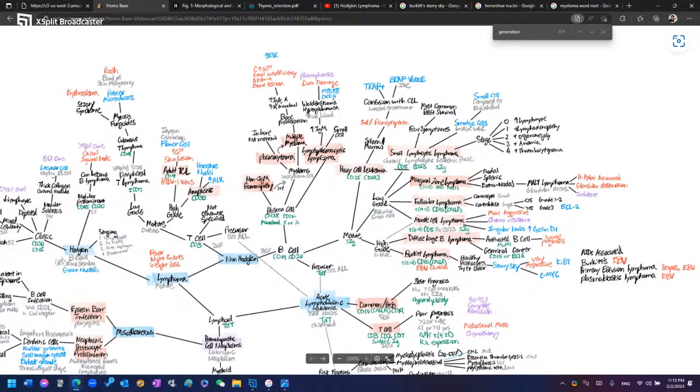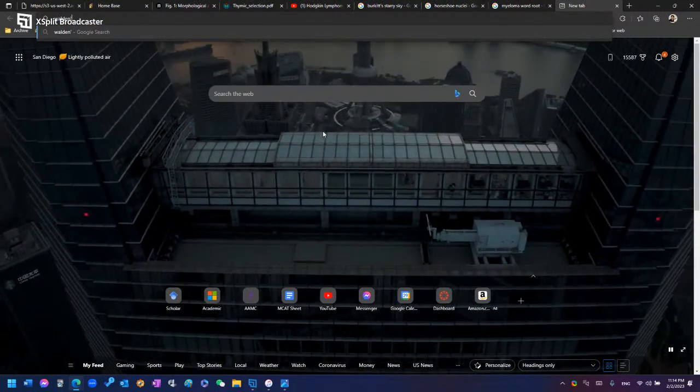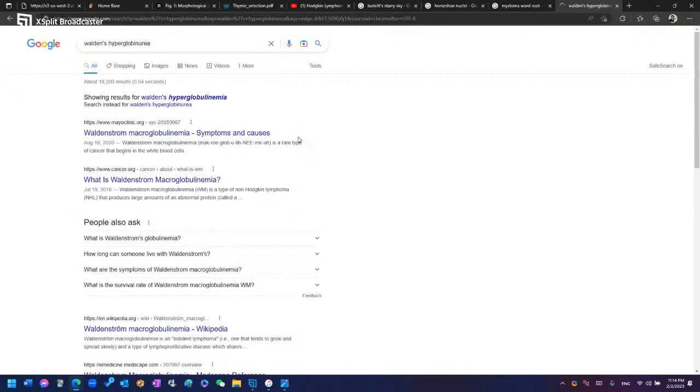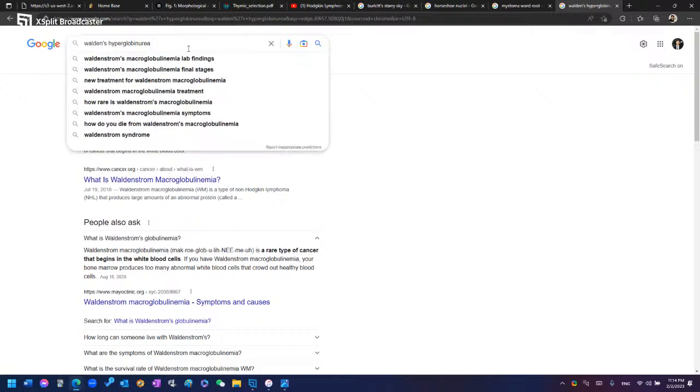There's also lymphoplasmacytic lymphoma, which is not in the marrow, I guess. It's in the lymph, which can also cause your thick blood, Waldenstrom's hyperglobulinemia. But this time you're filling it not with blood cells, but something else. It's a ton of white blood cells.